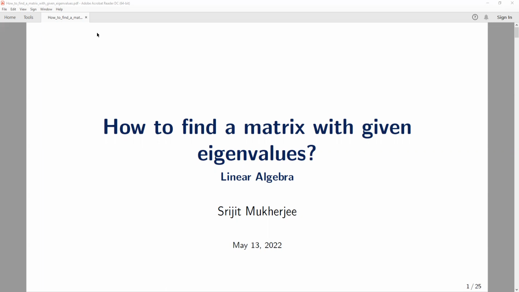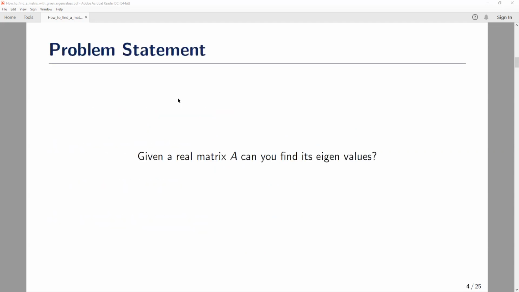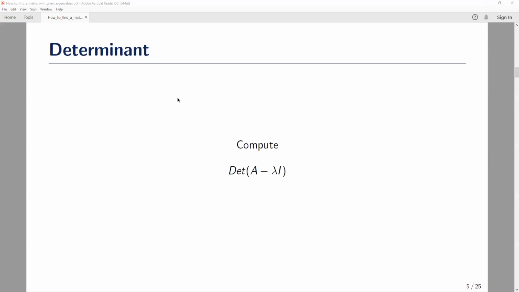Now observe that these are the 4 steps we will look into. The first step is that we already know that if we have a real matrix, not only a real matrix, any matrix actually, we can find the eigenvalues. How? By computing the determinant of A minus lambda I. It's pretty simple, right? Using the null space argument, you can find out for which lambda this determinant turns out to be 0. It's a polynomial, so you can find the roots of that polynomial to get lambda, the eigenvalues.